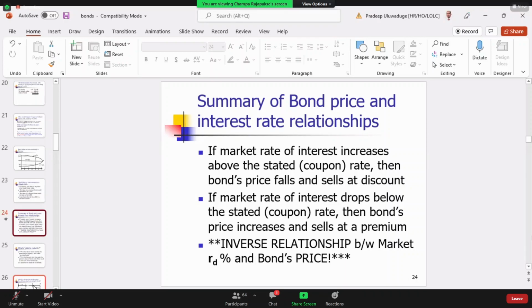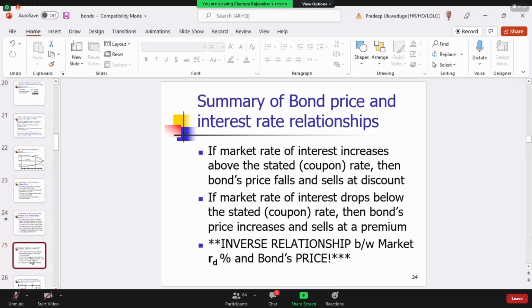If the market rate of interest drops below the stated rate, then the bond price increases and sells at a premium, right? If the interest rate drops, it will sell at a premium. So we can conclude that there is an inverse relationship between the market rate, discount rate, and the bond price, right?